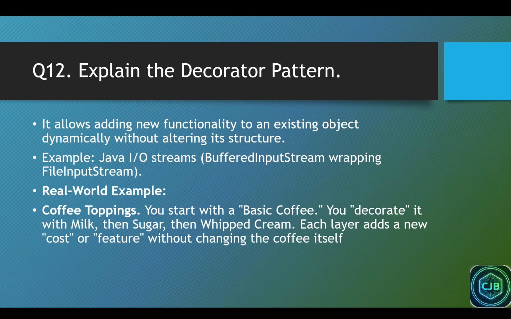Real world example: coffee toppings. You start with the basic coffee. You decorate it with milk, then sugar, then whipped cream. Each layer adds a new cost or feature without changing the coffee itself.